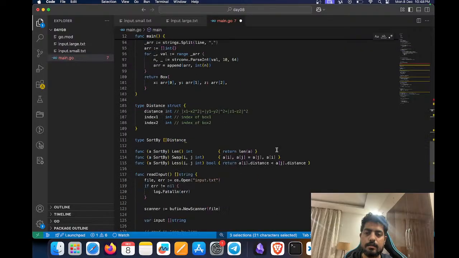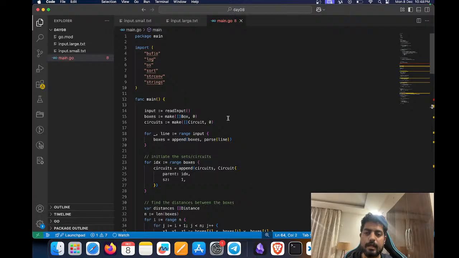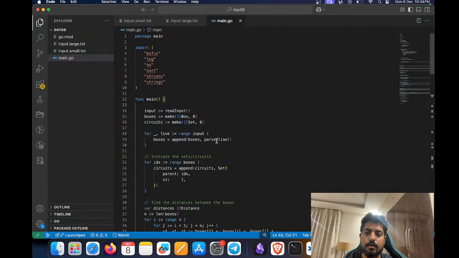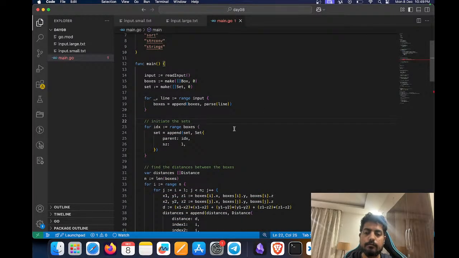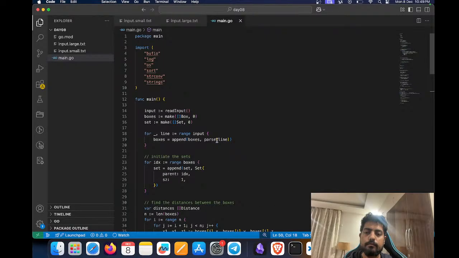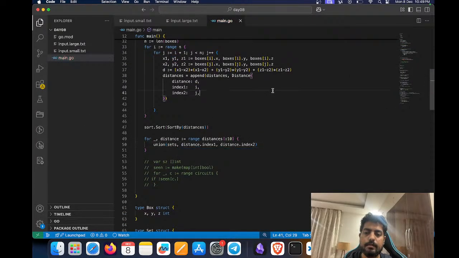And I'll call this set only. So this is a union find set. I think there is some other issue. Okay, and union set. We have these sets. Okay.